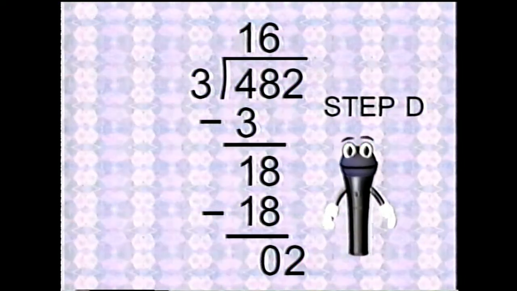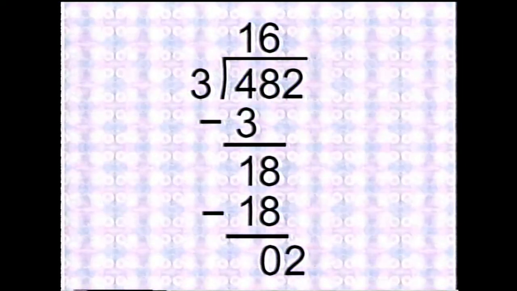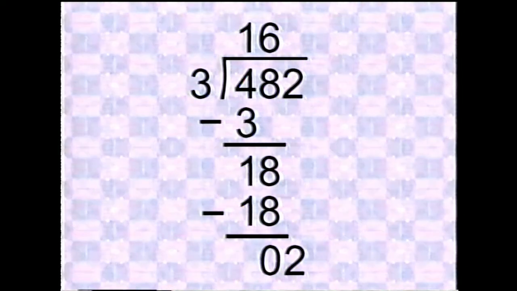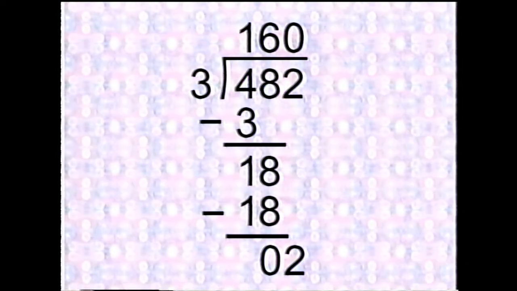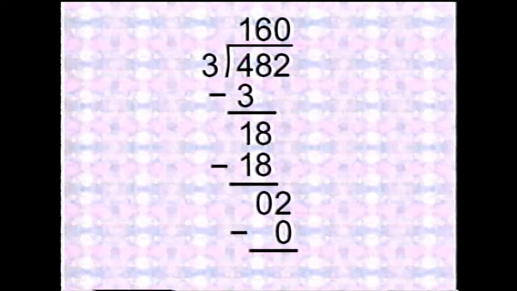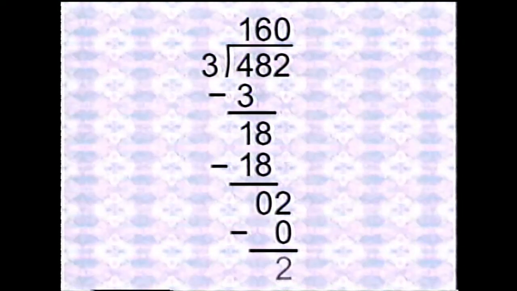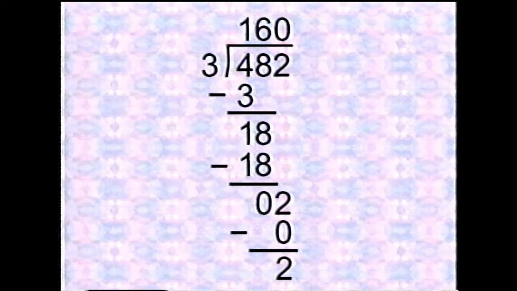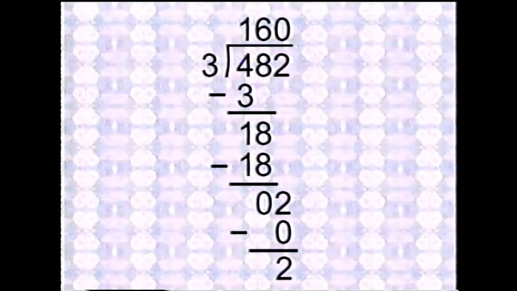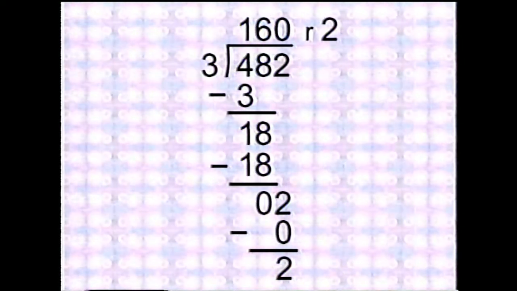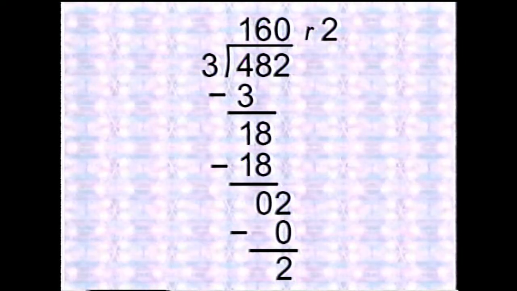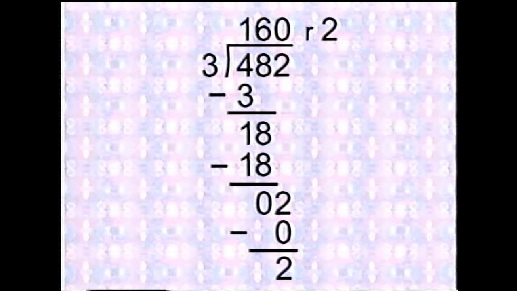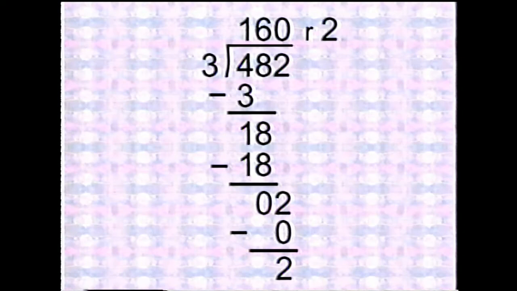Step D. 3 will not divide into 2 as a whole number, so in the quotient we put a 0 above the 2. Subtracting 0 from 2 still leaves us with 2. 2 becomes the remainder, and we know what to do with remainders. We put them beside the quotient. The R lets us know that this is the remainder. The answer to 482 divided by 3 is 160 with a remainder of 2.